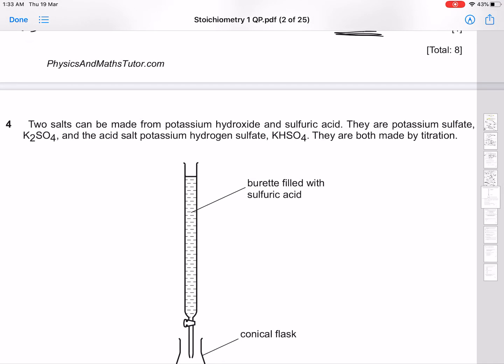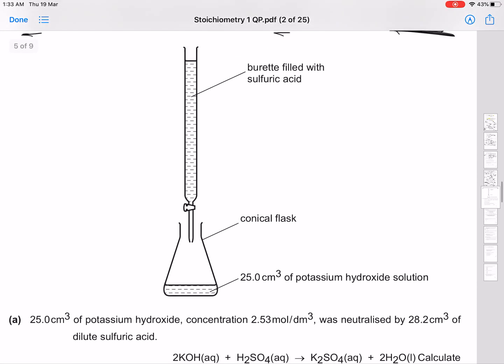Question 4 is an acid-base titration as well. 2 salts can be made from potassium hydroxide with sulfuric acid. They are potassium sulfate and the acid salt potassium hydrogen sulfate. Those both can be made by this titration. So 2 salts can be made by titration of sulfuric acid and potassium hydroxide. Let's have a look.